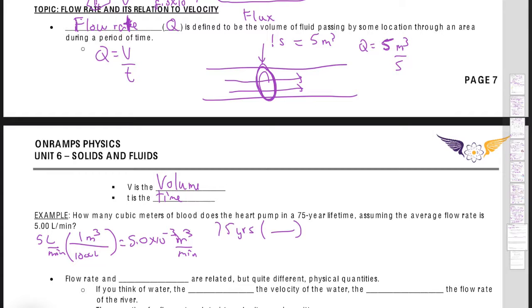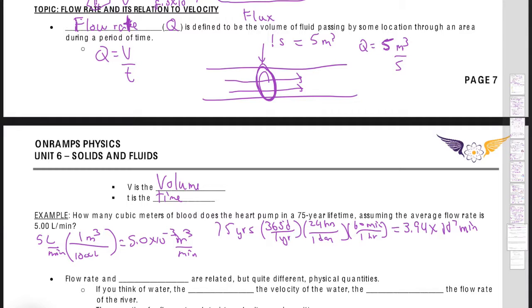There's 365 days in 1 year, 24 hours in 1 day, and 60 minutes in 1 hour. I apologize for this being very sloppy. So that's going to be 3.94 times 10 to the 7th minutes in 75 years.